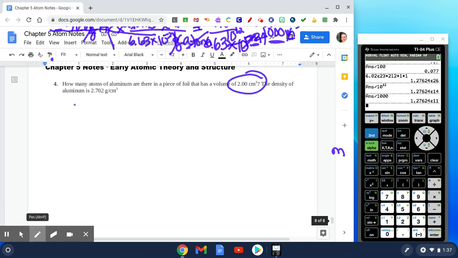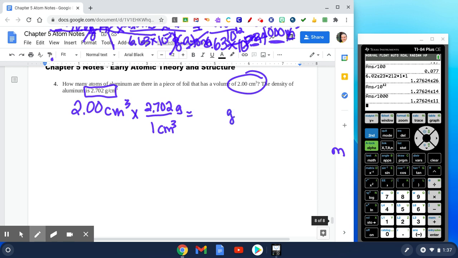We've got 2 centimeters cubed. And then we're going to be able to get to grams by using this conversion. So this tells me that for every 1 centimeter cubed, I have 2.702 grams. So when I do this, it's going to give me grams of aluminum. All right, so I'm going to cancel this out. I'm going to cancel this out. All right, so I'm going to multiply this. So I'm going to say 2 times 2.7.